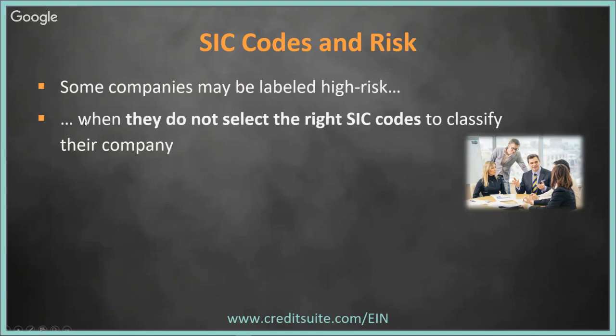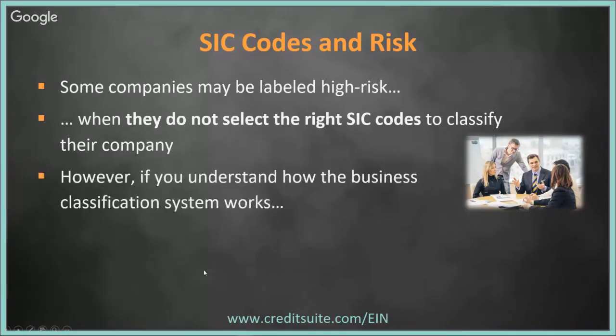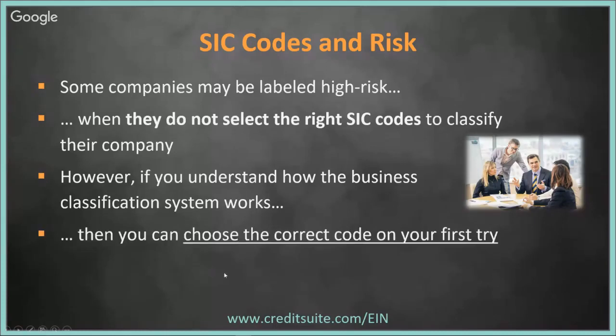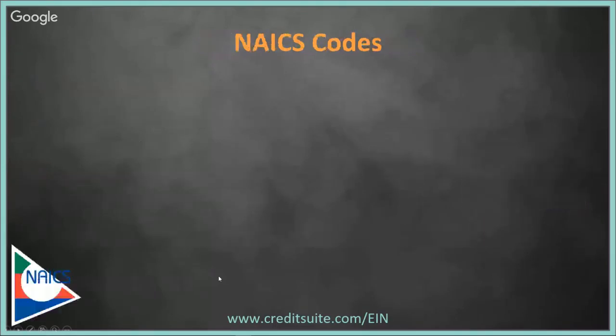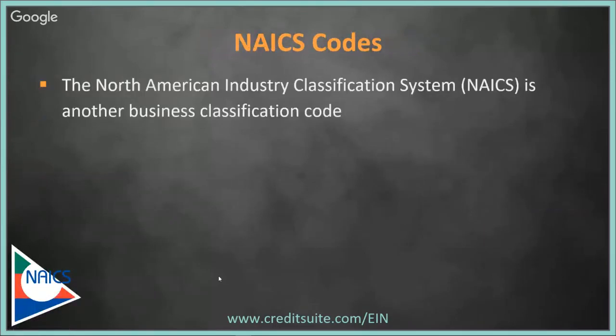This webinar will help you choose the right SIC code and know what it is from the very beginning. That way you control the risk that you're in. You're not automatically put into an SIC code that's really not a good fit. If you understand how the business classification system works, then you could choose the right code that makes you a lower underwriting risk and a lower risk of a lot of other things as well. So the North American Industry Classification System, or the NAICS, is another business classification code.